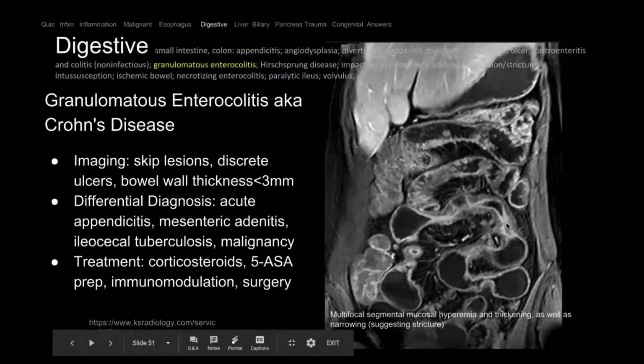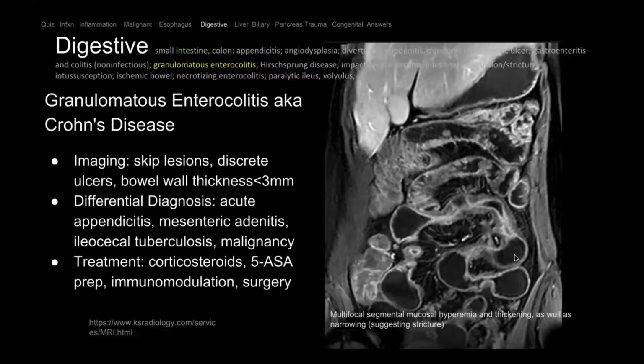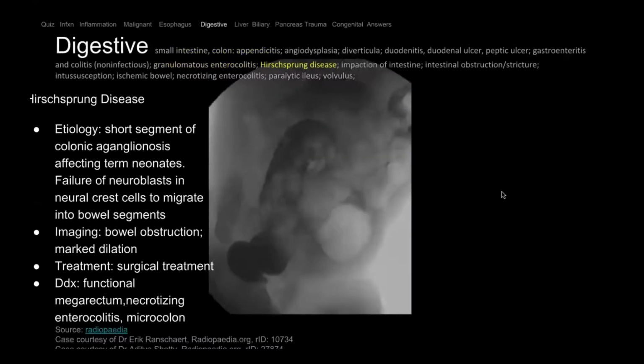So that's classically seen with Crohn's, not ulcerative colitis, which typically only affects the colon and does not have the penetrating process or involve other segments of the small bowel. So that's Crohn's. It also has non-caseating granuloma on histology.